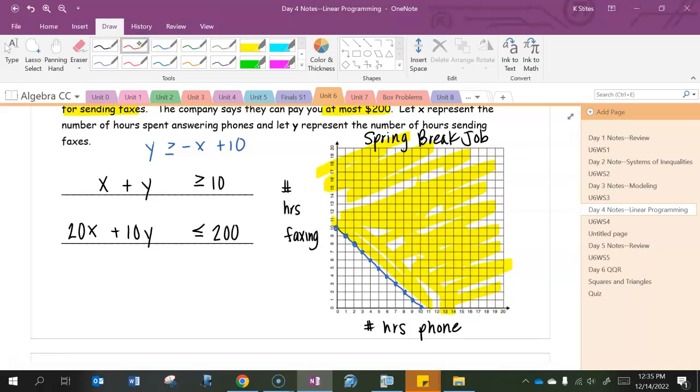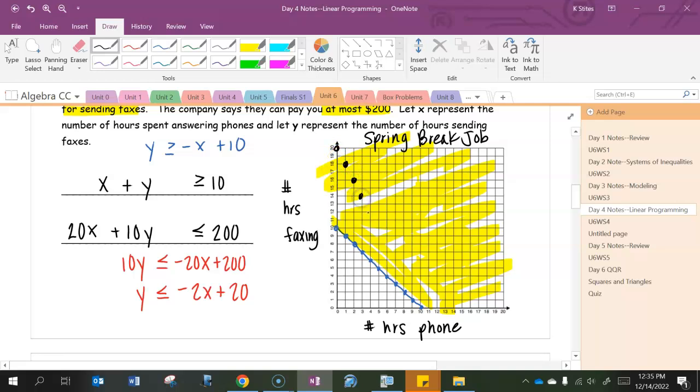Now I need to solve for Y for my other inequality, so I'm going to subtract that 20x over and divide by 10. That's a -2x plus 20. All right, so now I'm going to graph that one. I'm up at 20, down to right 1. Okay, and that's going to be solid as well. And that is a less than, so I'm going to shade below.